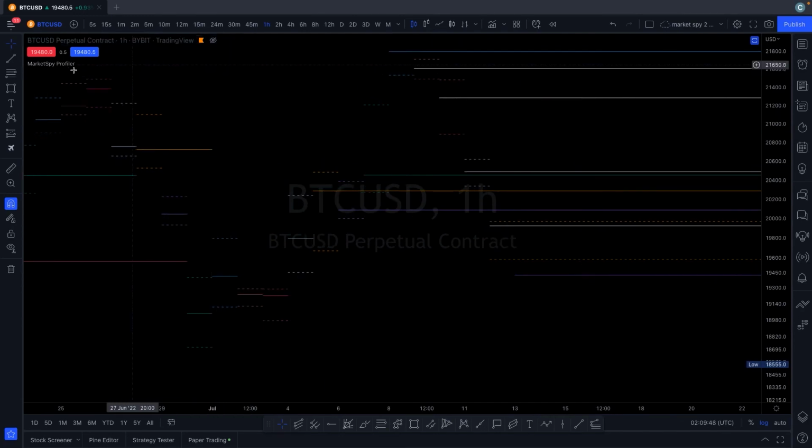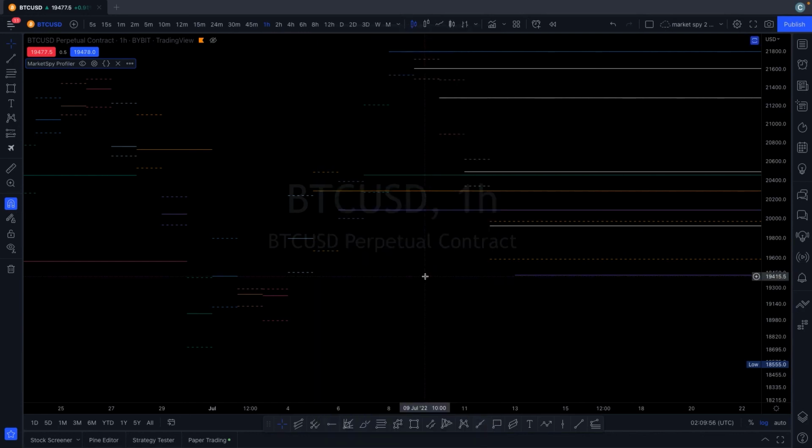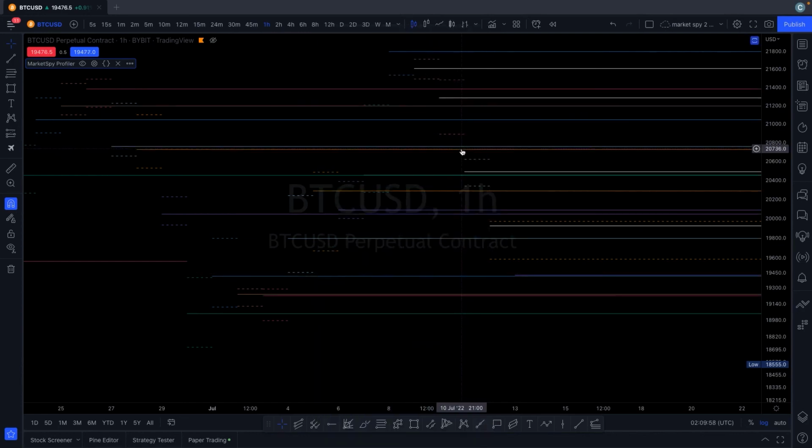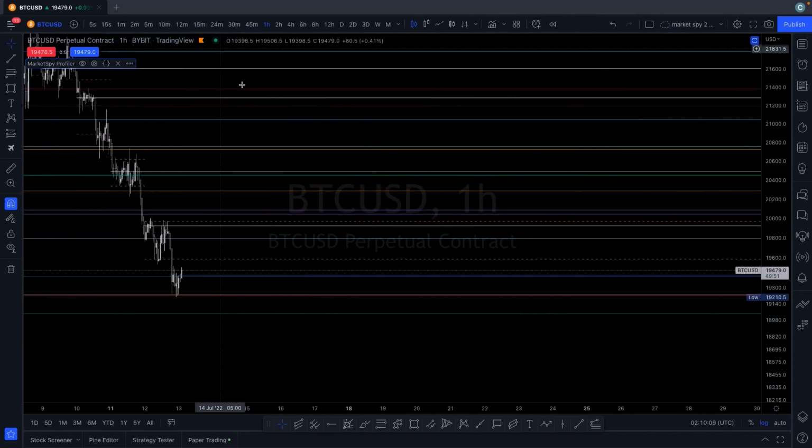And the important part about that is you can come down here to your previous POCs to expand and up it tremendously. So now how you had your clusters of value areas, you can now find clusters of points of control. For example, we have one here, another one here, and they're overlapping. So let's find out where price is right now.